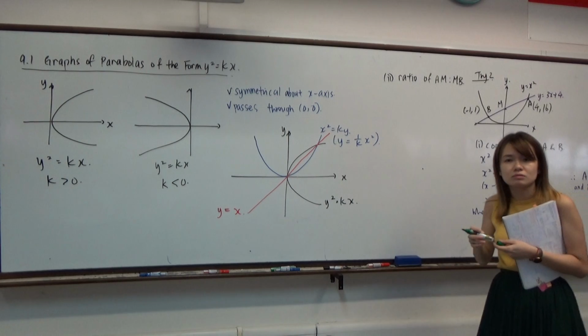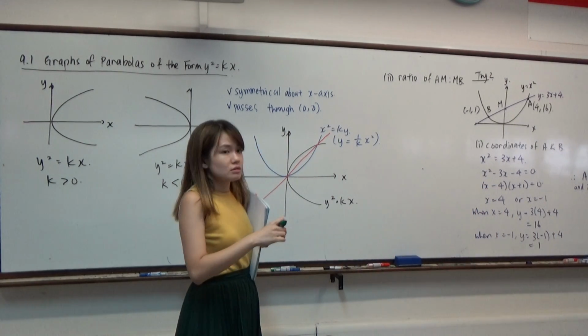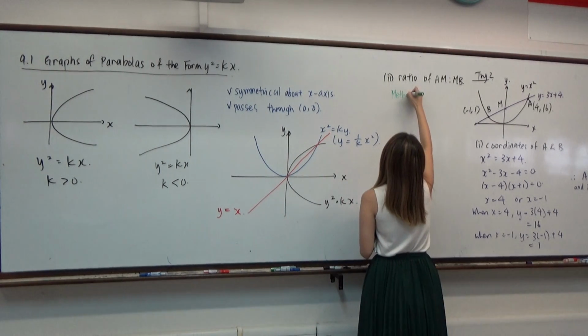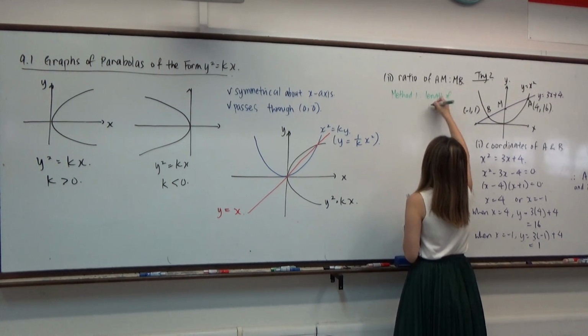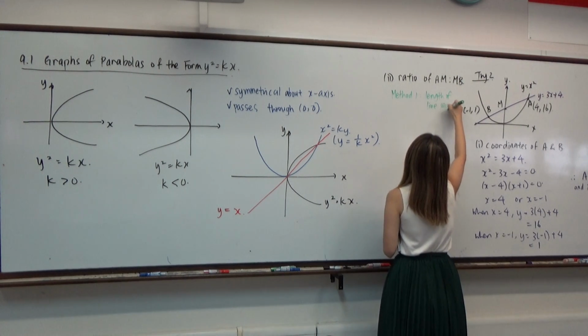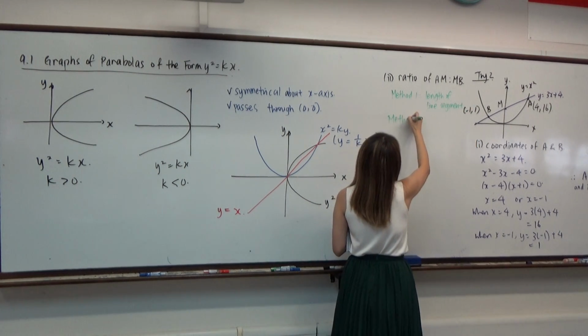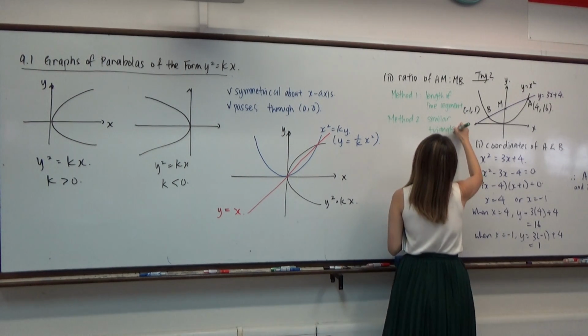Okay, what else could we do? Is there an alternative method other than using length of line segment? So method 1, length of line segment. Similar figures, you can see at the top. Okay, similar triangles. How do we see a similar triangle?